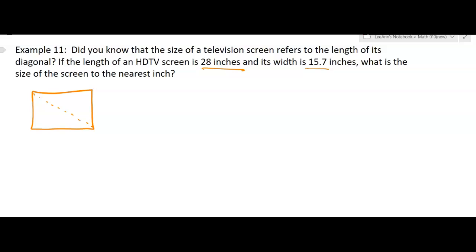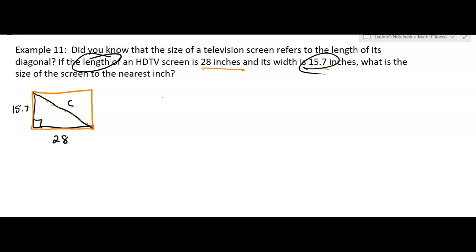Okay, so what they're telling me is I've got this rectangular TV screen, and when I draw the diagonal in, it makes a right triangle. Okay, so there's the right triangle. They tell me the length is 28 inches, so I'll put that down here. And the width is 15.7. And I'm trying to figure out C, the hypotenuse, right? This time I don't know the hypotenuse. And that's what I'm trying to figure out. What is the size of the screen to the nearest inch?